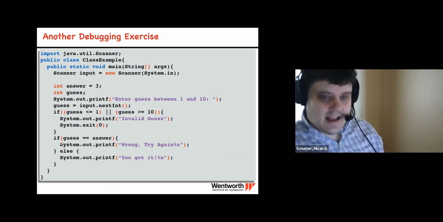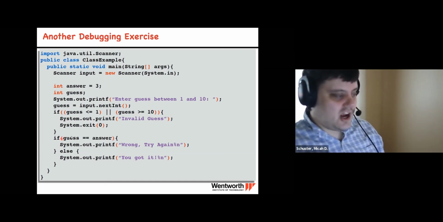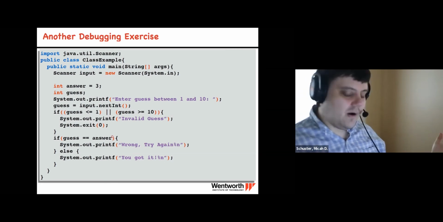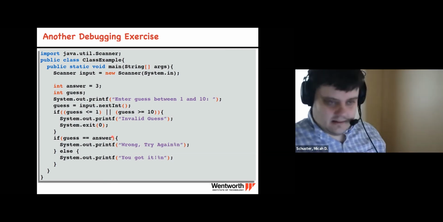Otherwise, if the guess is valid, you would check, does the guess equal the answer? And you print something appropriate, otherwise you would print that it's not.